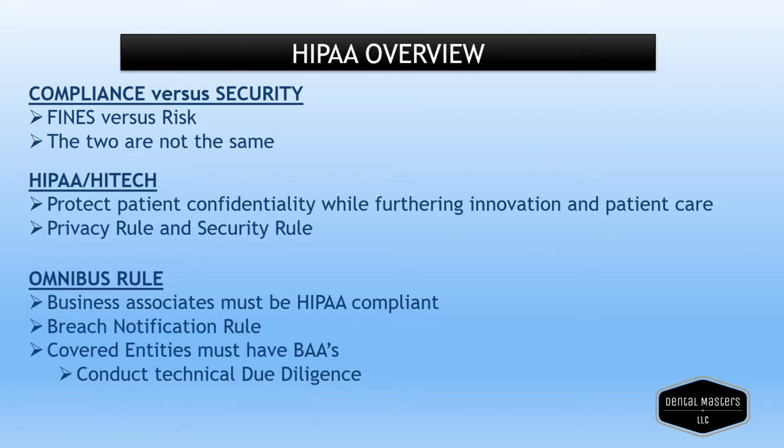The Omnibus Rule was the final rule that says that business associates must also work towards HIPAA compliance, that there's a breach notification rule in place, and that covered entities must have a business associate agreement in place before and while doing business with an associate, and that we all conduct our technical due diligence to make sure that in the transmission of information, there isn't a possibility for a breach.